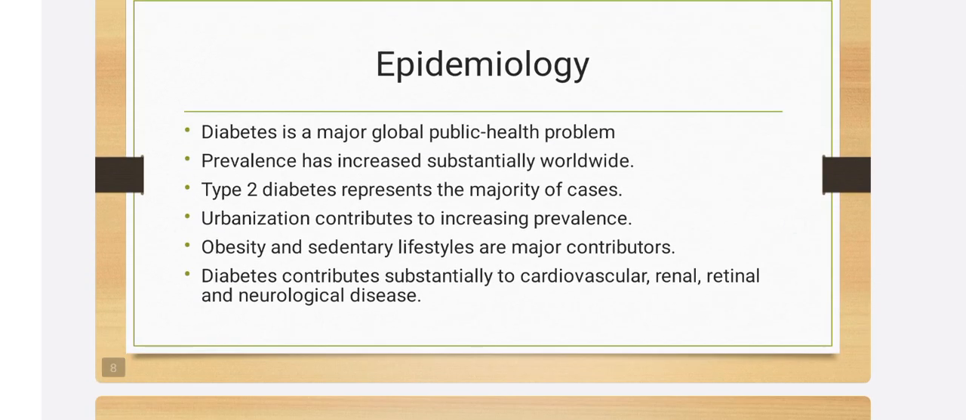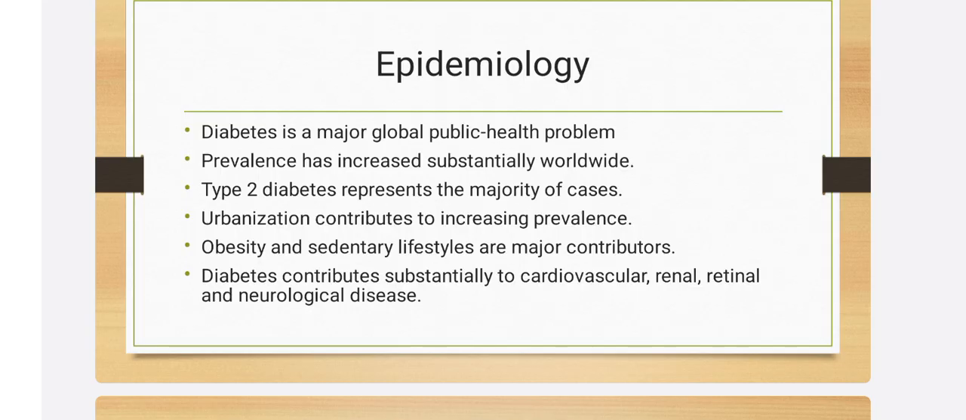Next, epidemiology. Diabetes mellitus has become a major global public health problem. The prevalence of diabetes has increased considerably over recent decades. Type 2 diabetes accounts for the vast majority of diabetes cases. Several changes in modern lifestyle have contributed to this increase. These include reduced physical activity, increased calorie consumption, obesity, and urbanization.